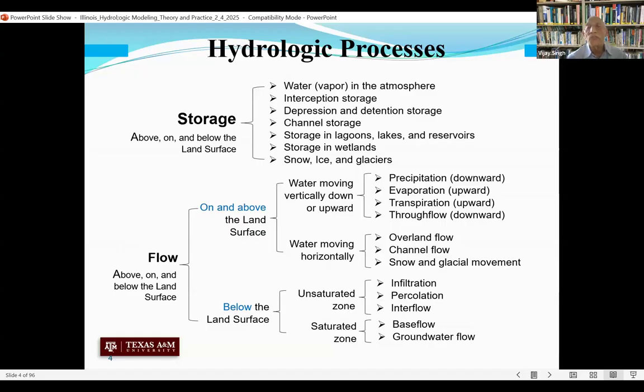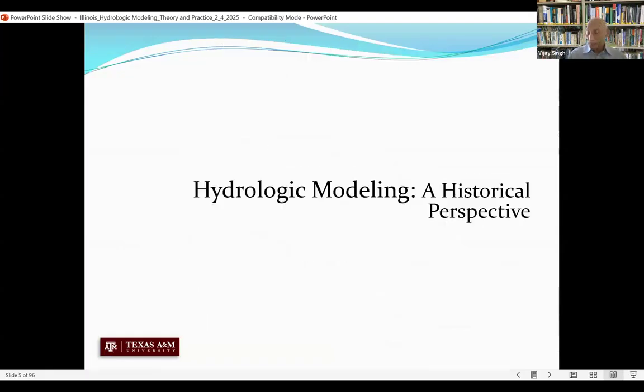And in the unsaturated zone, predominantly, it occurs vertically downward as infiltration and percolation, but it can also occur horizontally as interflow. And of course, in the saturated zone, the dominant component is groundwater, which occurs horizontally, and the same thing occurs as base flow. But in the saturated zone, water also occurs vertically downward, particularly in the case of leaky confined aquifers.